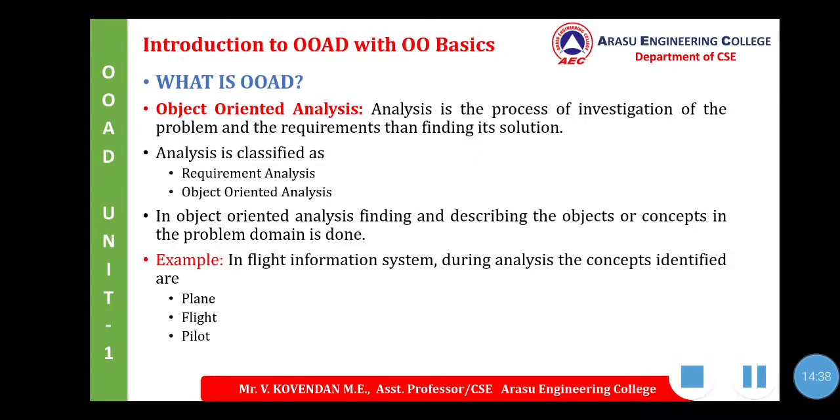And next, what is OOAD? Object oriented analysis and design. It has two parts: one is the analysis and another is the design. Let us first discuss object oriented analysis. The acronym OOAD stands for object oriented analysis and design. It is a software engineering approach that models and designs a system as a group of interacting objects.